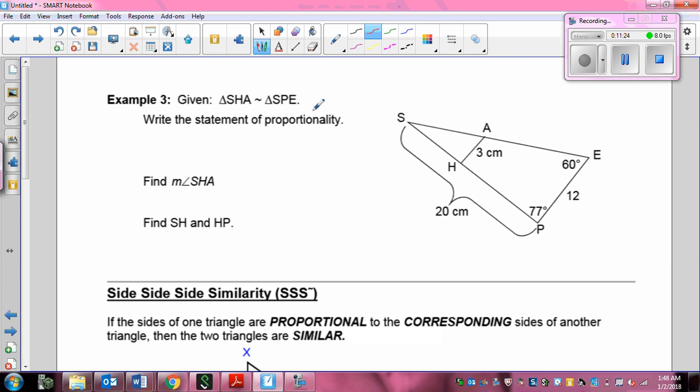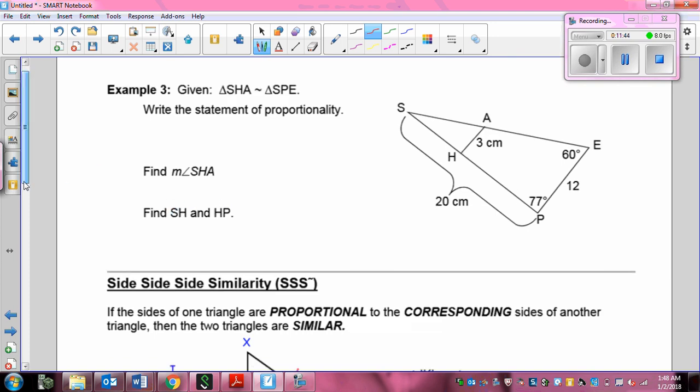I want you guys to try this. Tell me what sides, tell me the statement of proportionality. Look at the sides. Look at the order. Remember, the order matters. Find the angle. You have to add them up and subtract from 180 to find this one. And then find SH and HP. You guys are going to have to use your fractions.